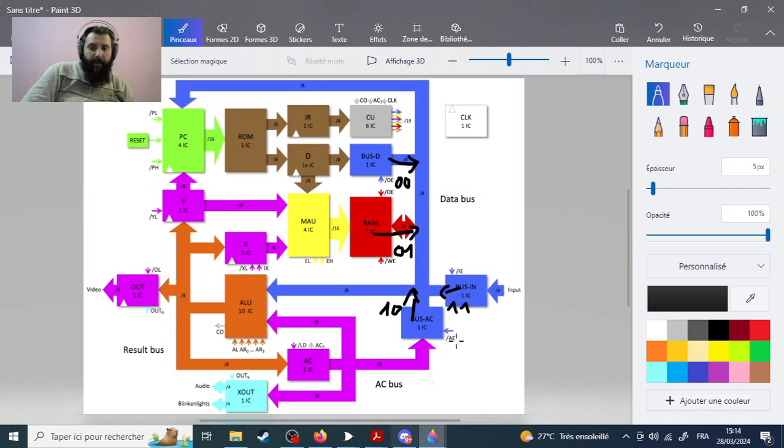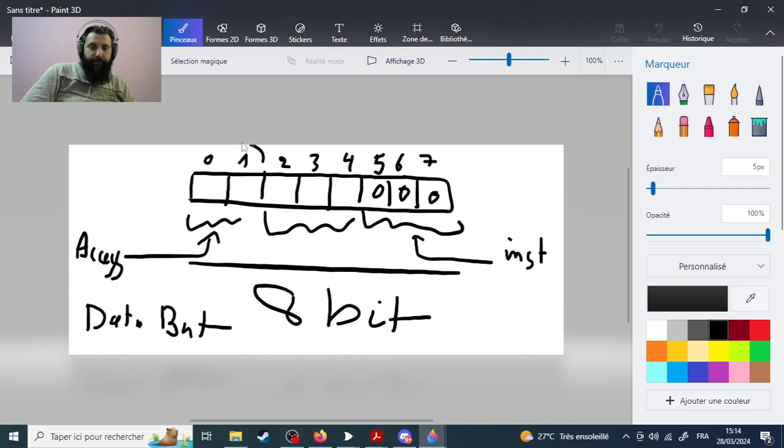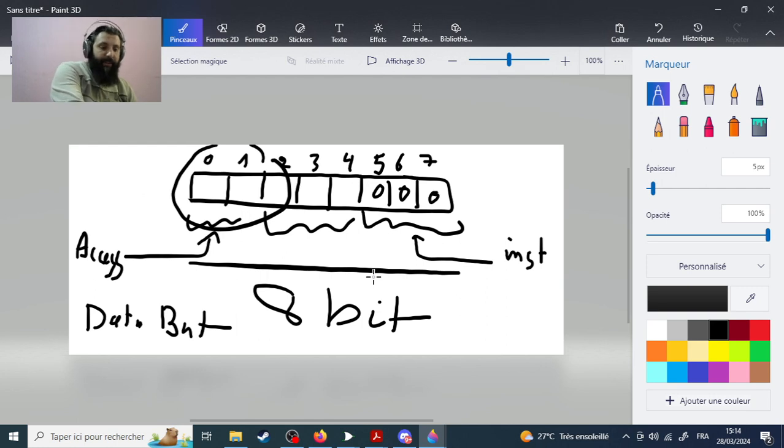The first two bits are used to know which component will access the bus. We have four elements that can access the bus. Did you understand that? Do we have questions? No question. Okay, let's continue.